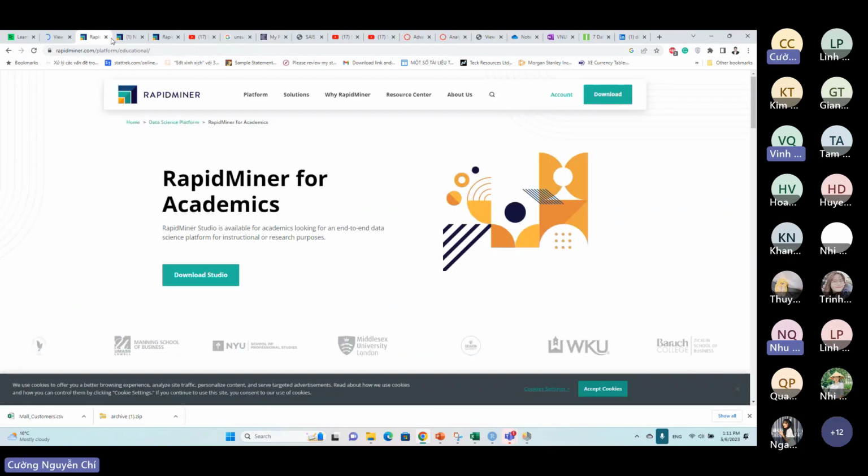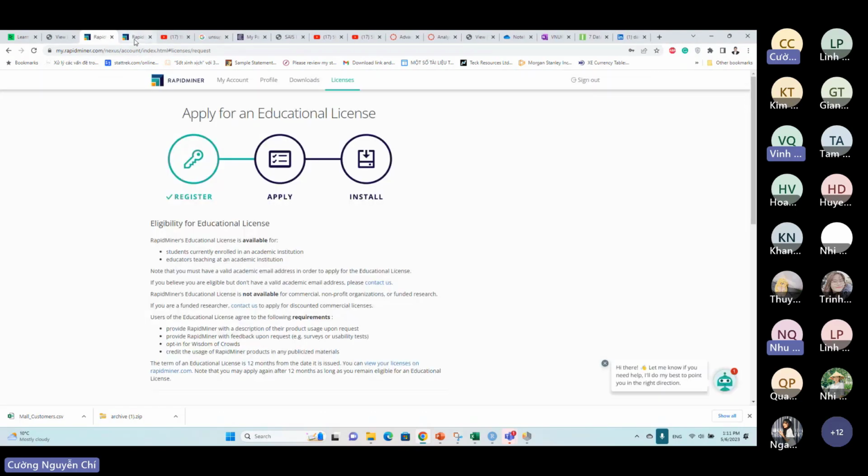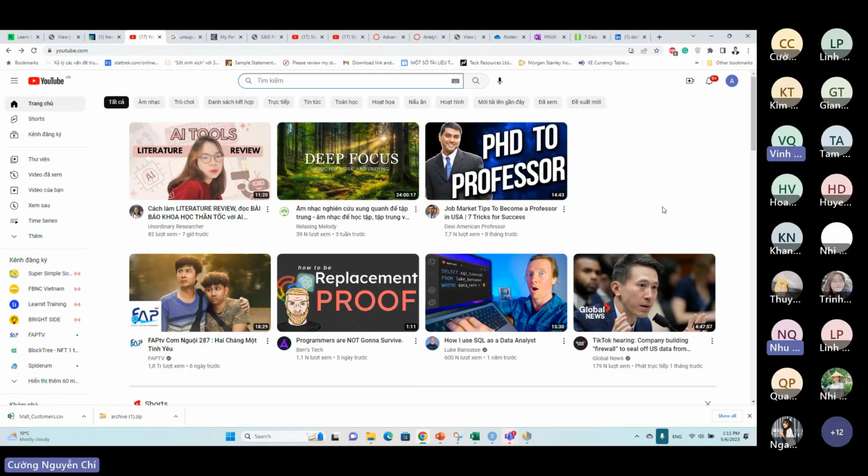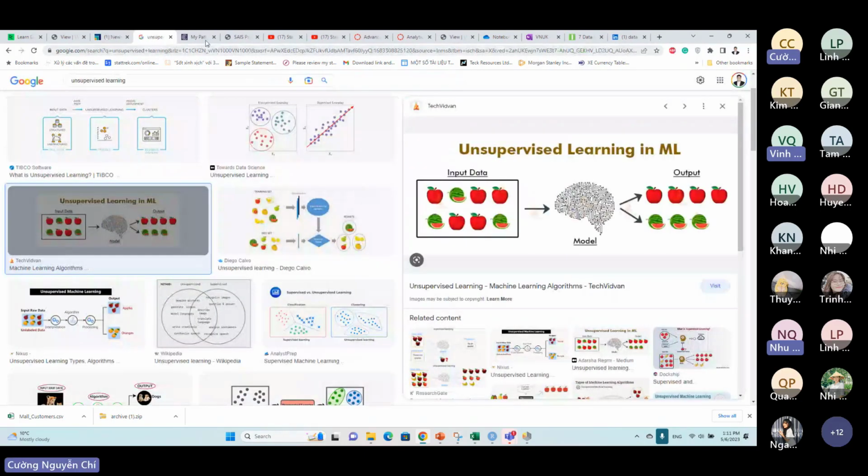Ok, nhớ về nhà apply cho có RapidMiner nha. Nếu như ai đã cài RapidMiner thì tốt. Nếu như chưa cài RapidMiner thì cố gắng cài RapidMiner để free. That's it.